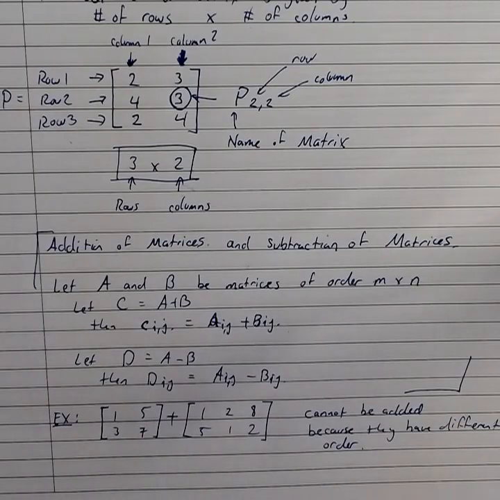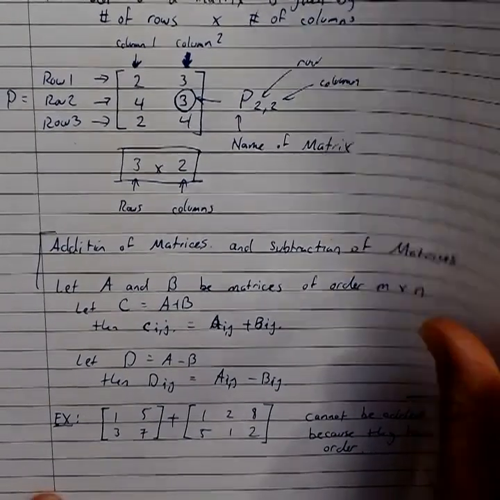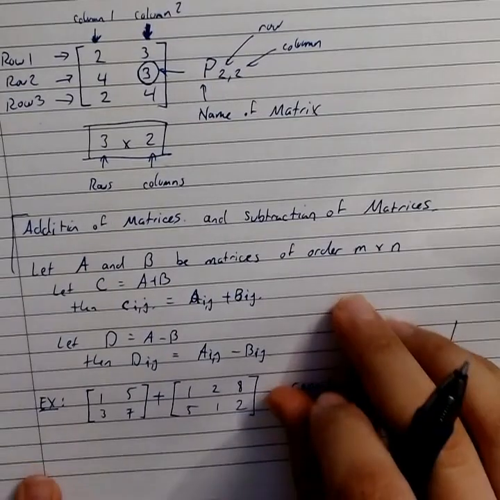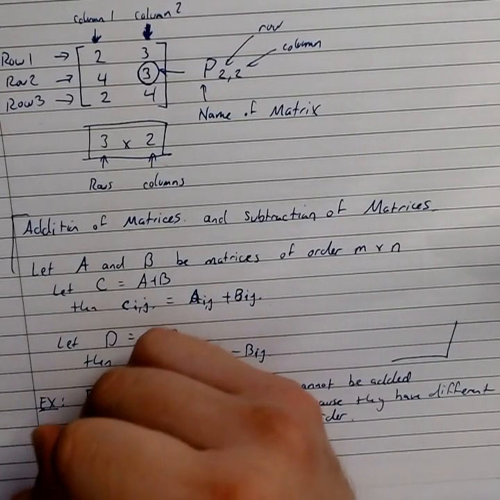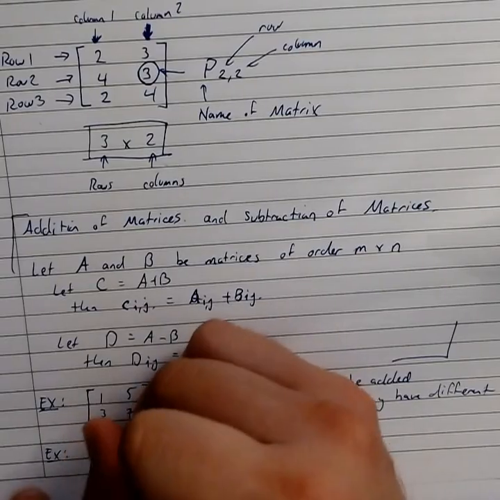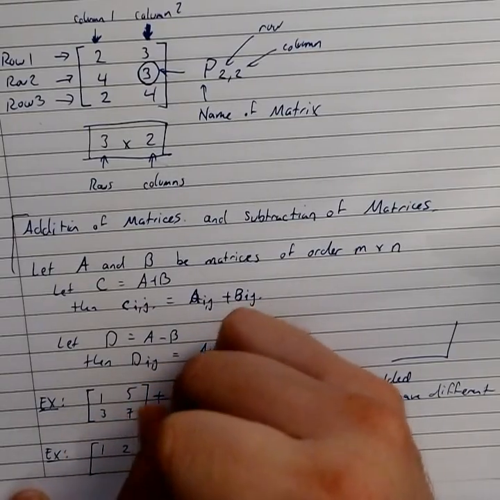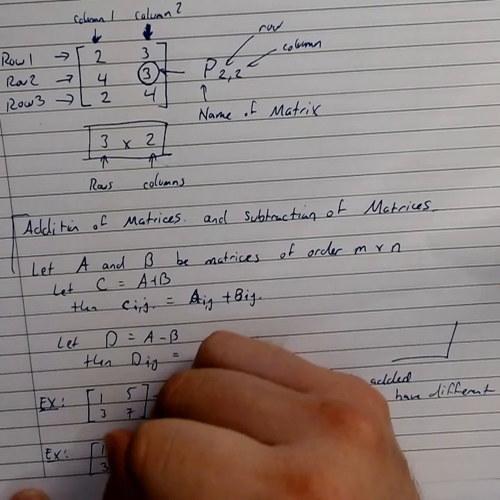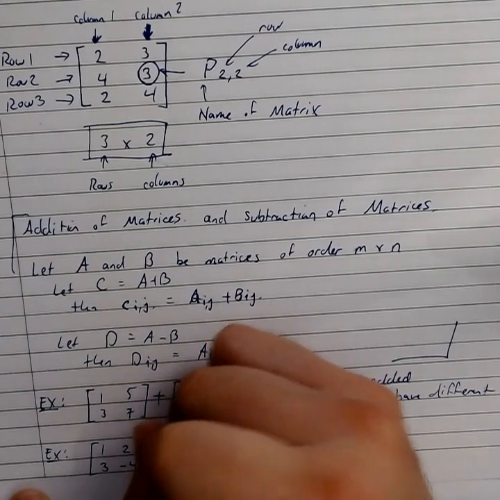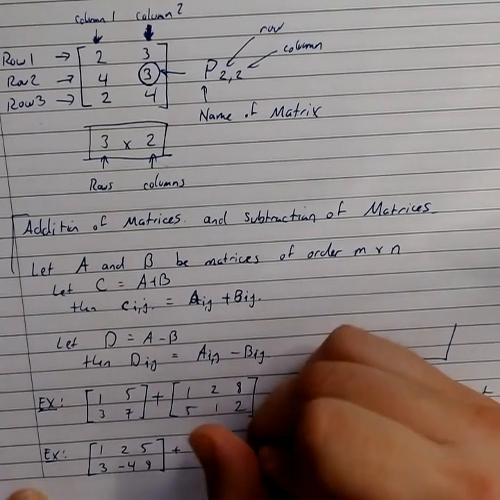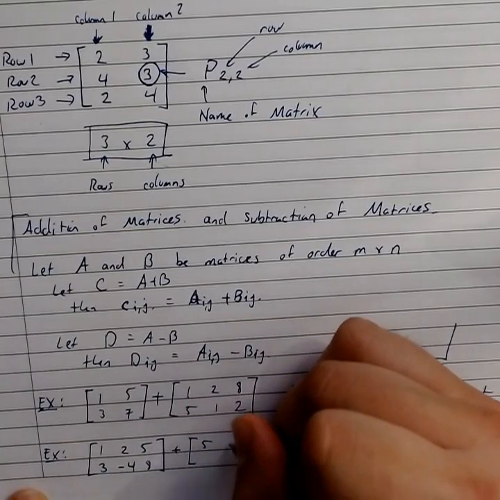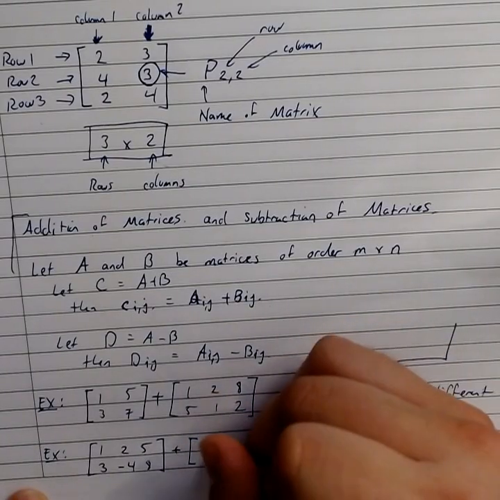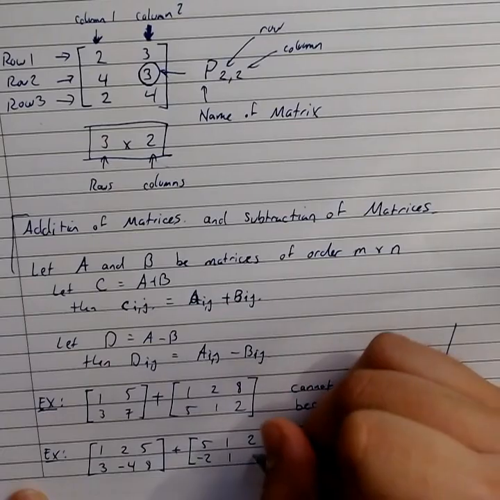All right, so what if they do have the same order? Okay, so let's take a look at the next example here. Let's go ahead and add the two matrices 1, 2, 5, 3, negative 4, and 8. And to that, let's add the matrix 5, 1, 2, negative 2, 1, 0.